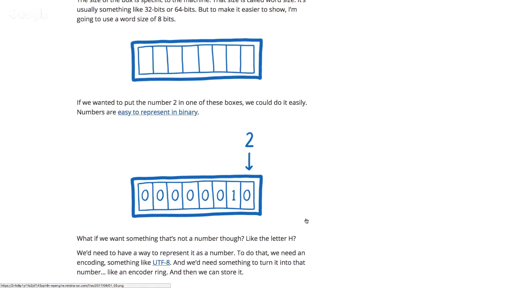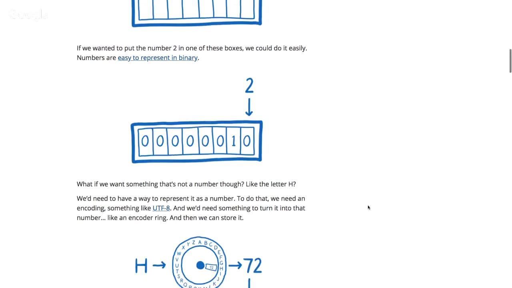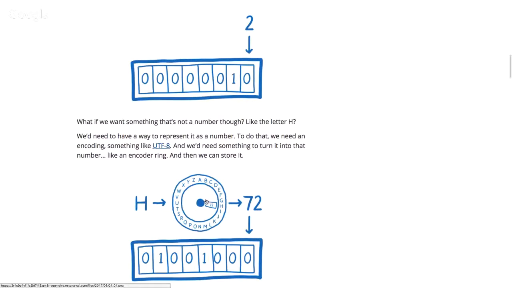It can be converted to binary format, and one of the examples given is the number 2, which was converted to the binary representation 00000010 and stored in this 8-bit word. In the same way, if you want to store H, we can't store the letter H as a number, so it has to be encoded. We can use an encoder like UTF-8. They gave an example of an encoder ring. Let's say the letter H is converted to the number 72 by the encoder.